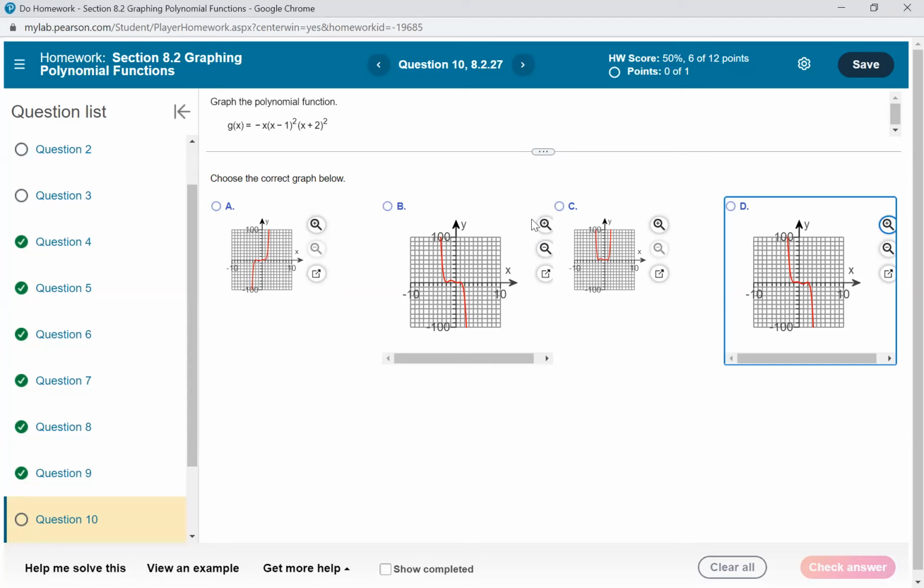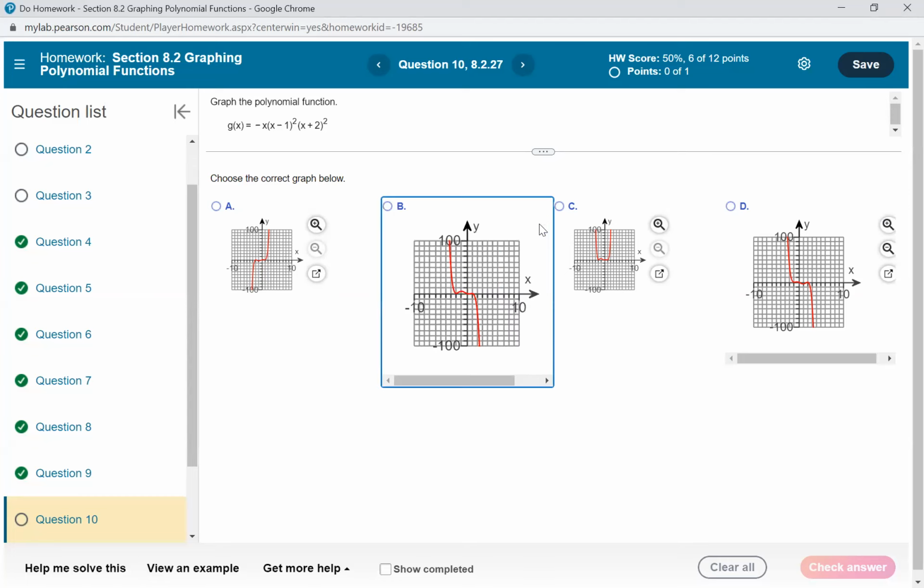So what we got to look at now are the zeros of this thing. So notice, negative 1 is giving me a zero of 1. So it should be touching the x-axis at 1. And then that plus 2, the zero would be negative 2. So it should be touching the x-axis at negative 2. So B is doing that perfectly. So y'all, let's look at D.